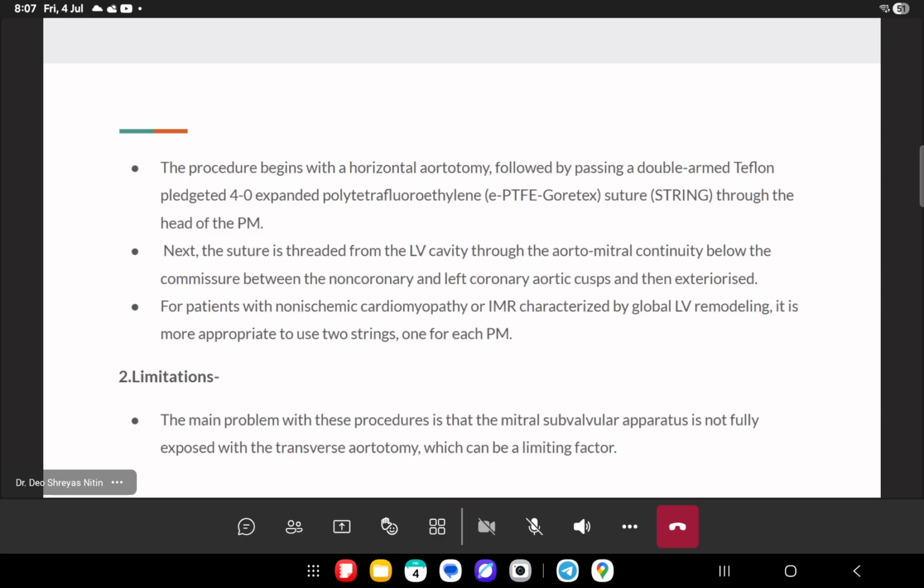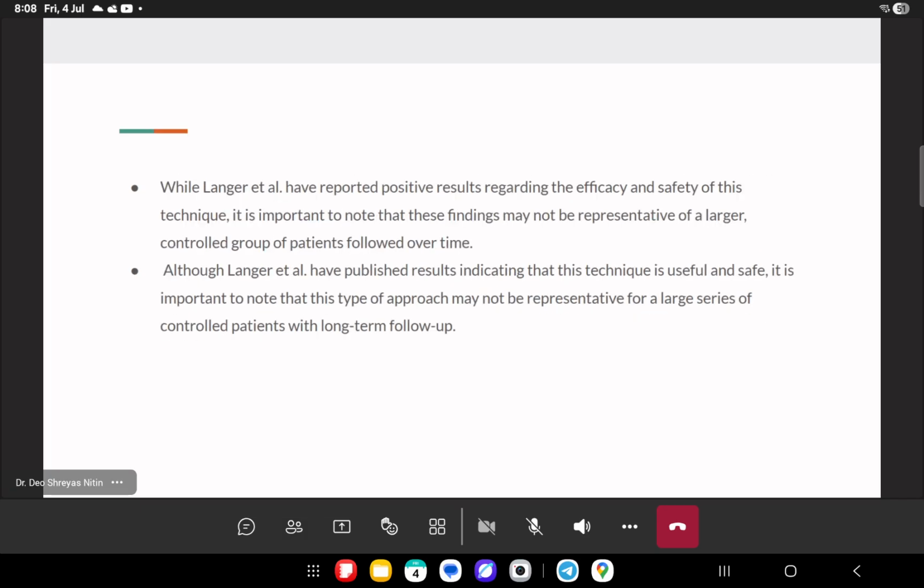For patients with non-ischemic cardiomyopathy or ischemic mitral regurgitation characterized by global LV remodeling, it is more appropriate to use two strings, one for each papillary muscle. The main problem with this procedure is that the mitral subvalvular apparatus is not fully exposed with the transverse aortotomy, which can be a limiting factor.